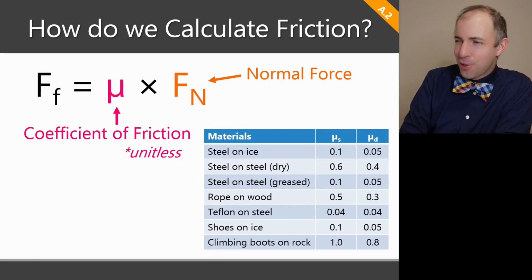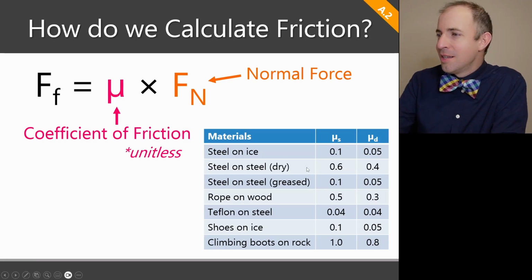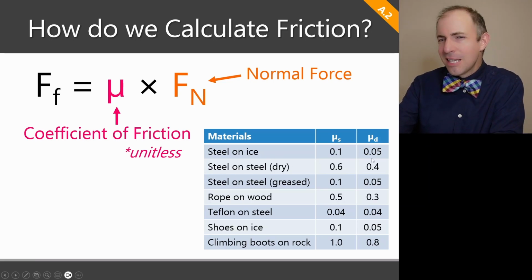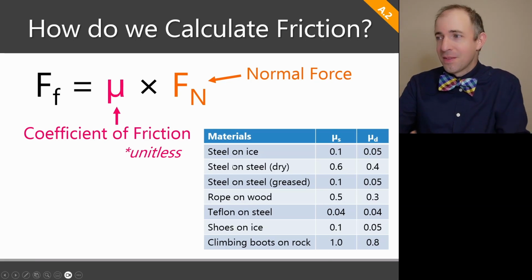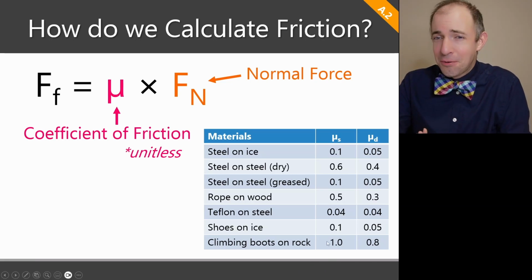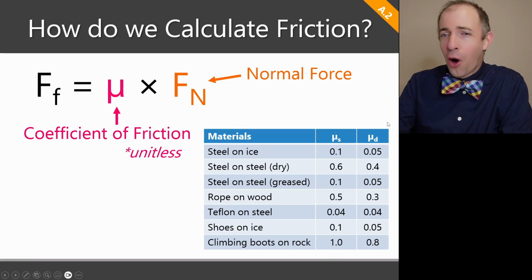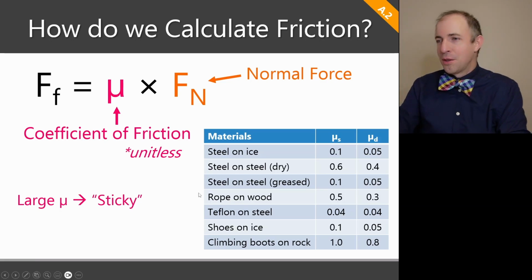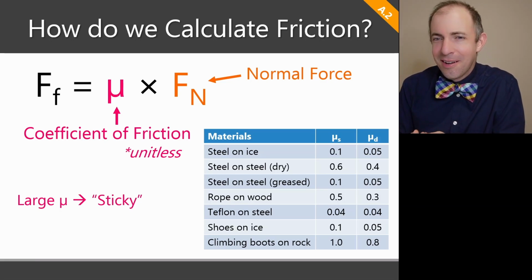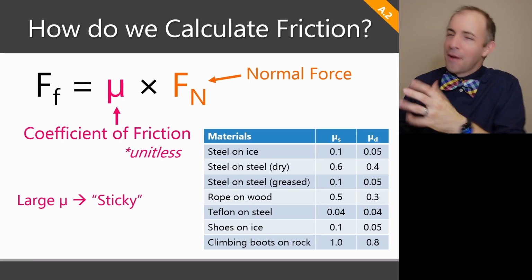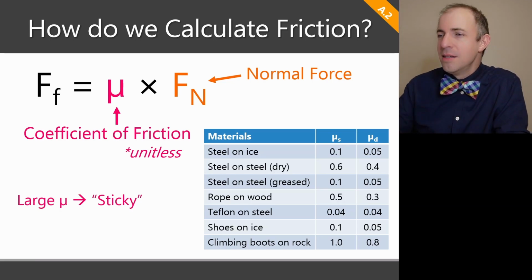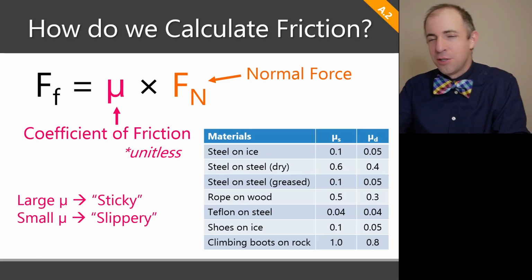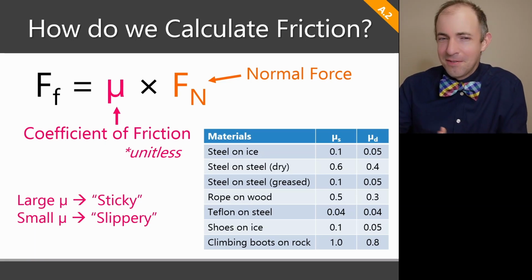It depends on the surfaces and how they interact with each other. So you'll see like steel on ice has a fairly low coefficient of friction, pretty close to zero. Whereas something that is grippier, like steel on steel when it's dry or climbing boots on rock, that friction increases. Static friction is always higher than dynamic friction. So think of the larger the mu value, larger coefficients, our surfaces are kind of quote unquote sticky. They grip better, and a small coefficient of friction are surfaces that are relatively slippery.